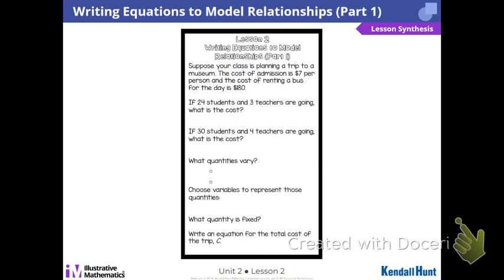In your assigned seats, you're going to work on the lesson summary. Erase your stations, please.